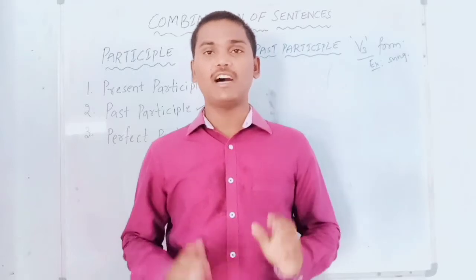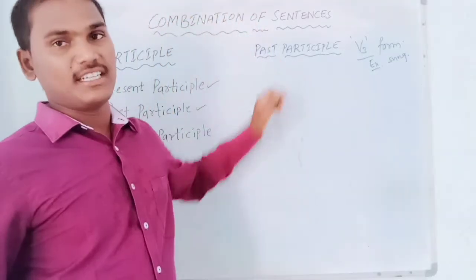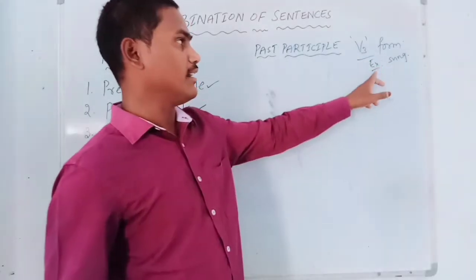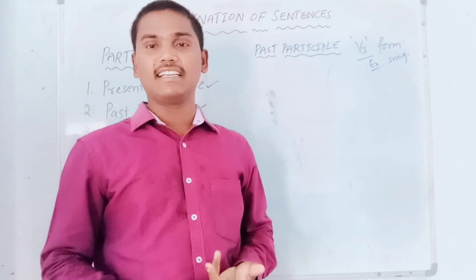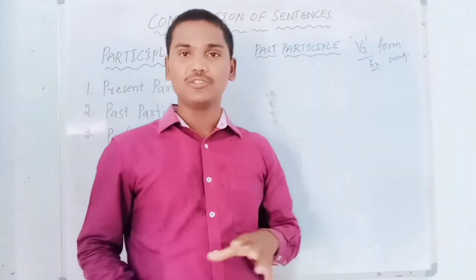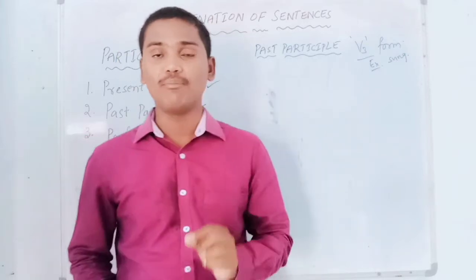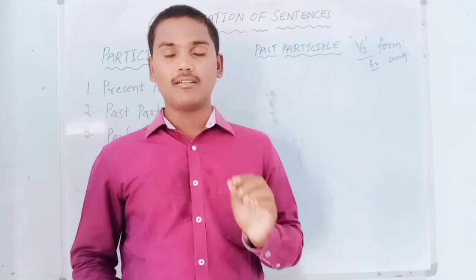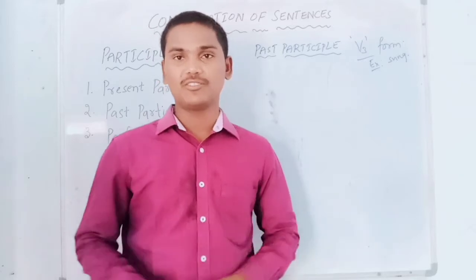So the V3 verb form is called past participle. Okay students, I have already given one example here: sung. So sing, sang, sung, singing. That is why all V3 verb forms in English we usually call past participles. So with the help of past participle, how can we make two sentences into a single sentence? That is what we are going to learn today in this video.